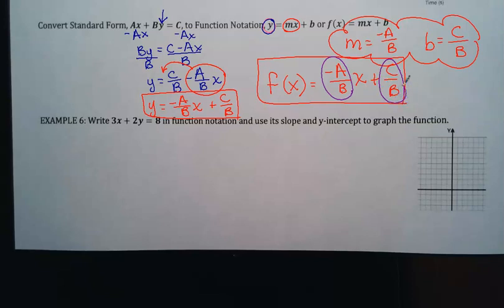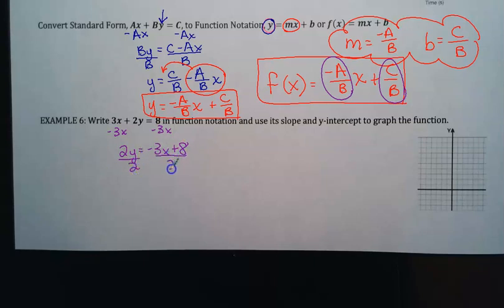Okay, so example 6, let's put this into action. We're going to write 3x plus 2y equals 8 in function notation and use its slope and y-intercept to graph the function. All right, so we're going to do the same thing. We're just going to convert this to function notation or slope-intercept form. All right, so subtract 3x from both sides. So I'm going to have a positive 2y equals. Let's put the negative 3x in front and then just add 8.